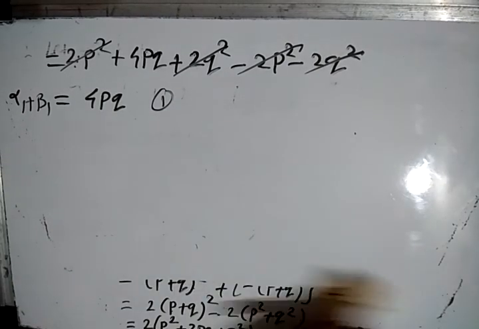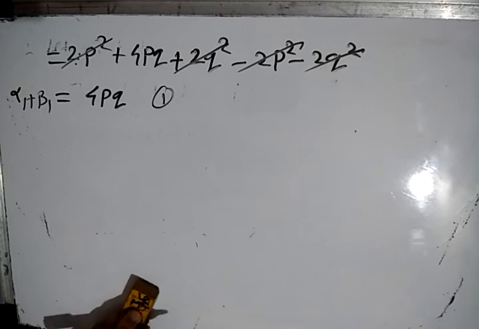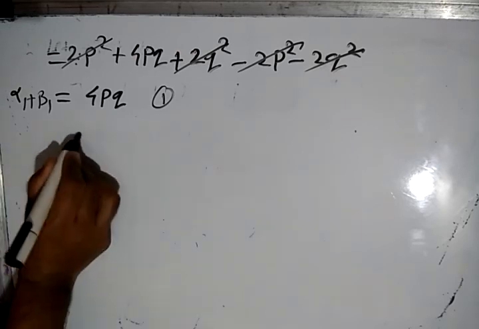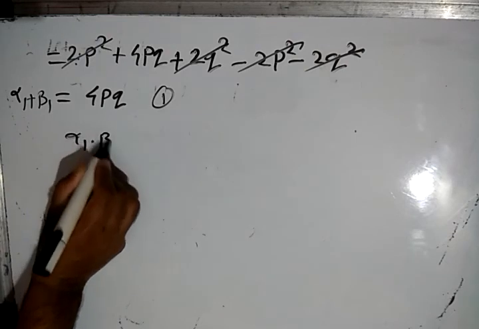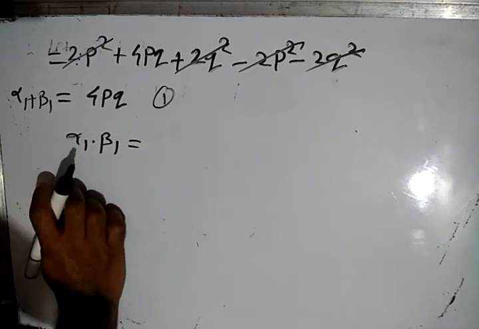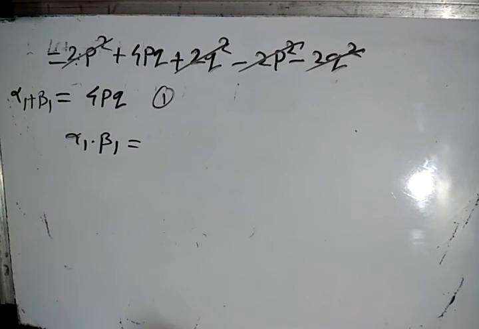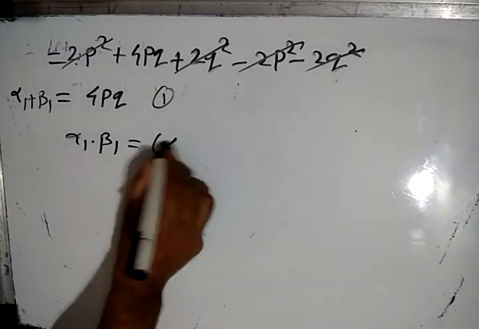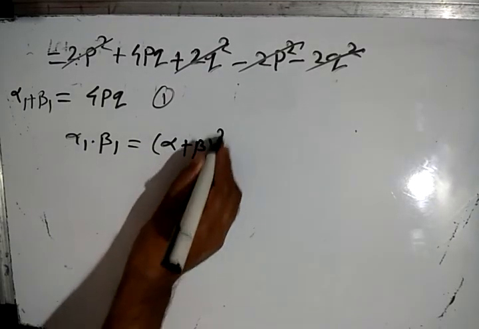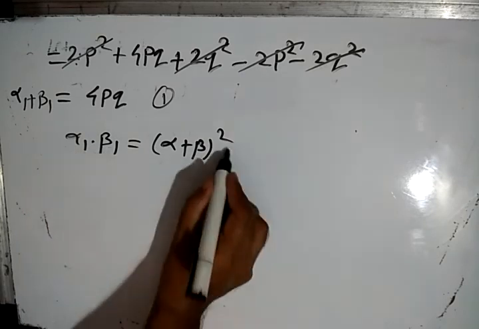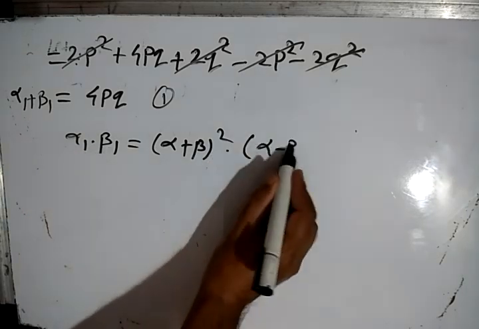After that, find out the product of the roots. To find the product of the roots, what can we write? We can write alpha 1 into beta 1. We know the value of alpha 1. What is the value of alpha 1 here? The value of alpha 1 is alpha plus beta whole square. This is alpha 1. What about beta 1? Into alpha minus beta whole square.